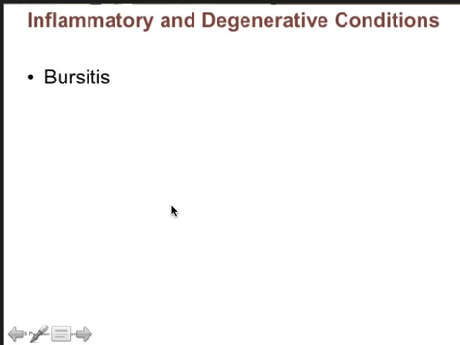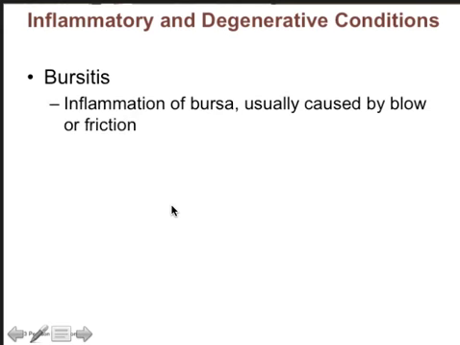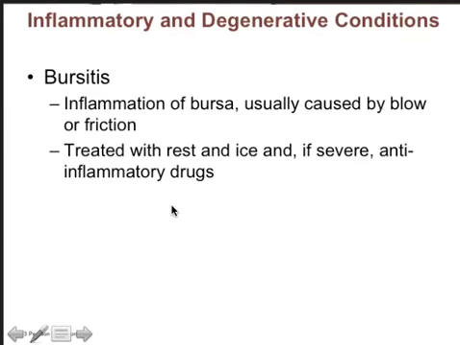Other inflammatory conditions that can affect joint health include bursitis, which is an inflammation of the bursa, which are the sacs that are used to lubricate the joint so that we have minimal inflammation, irritation, and scarring. Bursitis can be caused by blows or friction or by infection. We generally treat with rest and ice, and if it's severe, we can use anti-inflammatory drugs.